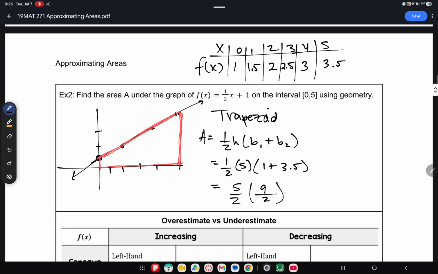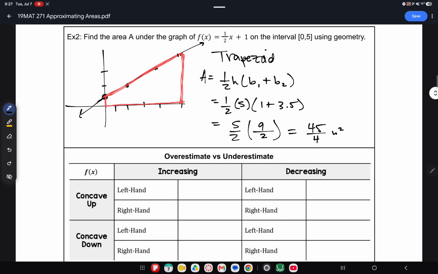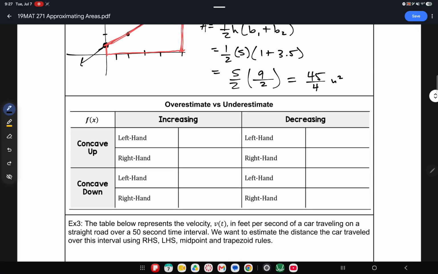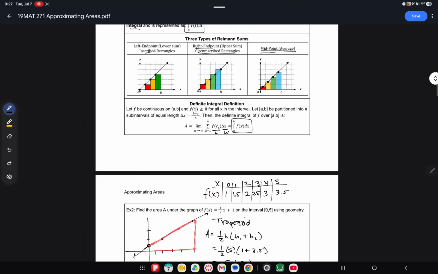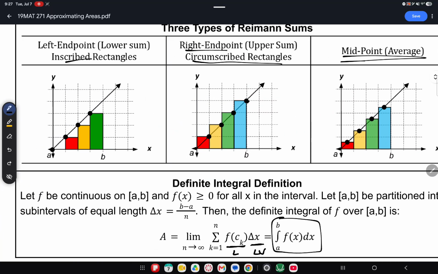4.5 is 9 over 2, which will make 45 over 4. We don't have any units here, so units squared. So it's nice when our function makes a nice shape that we know the area formula for. And then I hope you could visualize here that we have some errors, I guess you could say, in the sums.